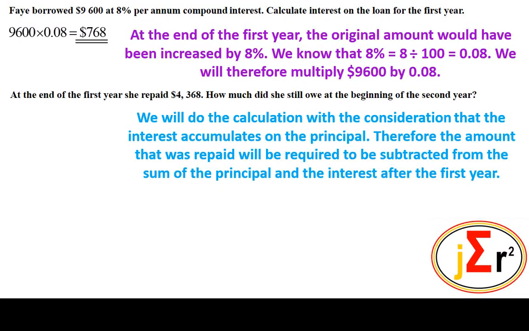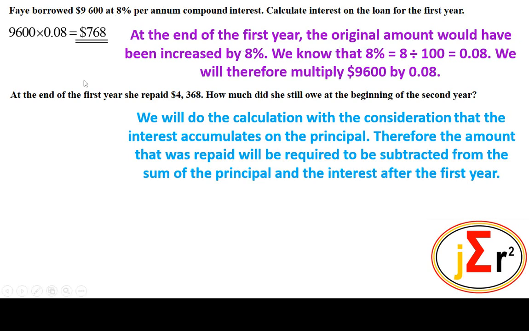That might seem a little bit too much to swallow, but what we need to understand is that if after the first year she made this payment, then that amount of money will have to be added to the initial amount of money, because a year would have passed. So we are looking at the beginning of the second year. An entire year would have passed. Therefore, we will have to consider that the 1 year interest would have been accumulated on the principal.